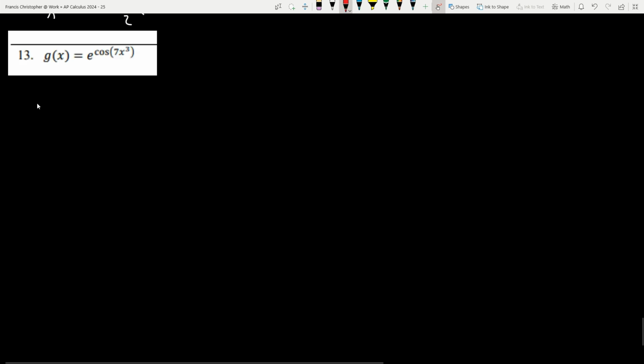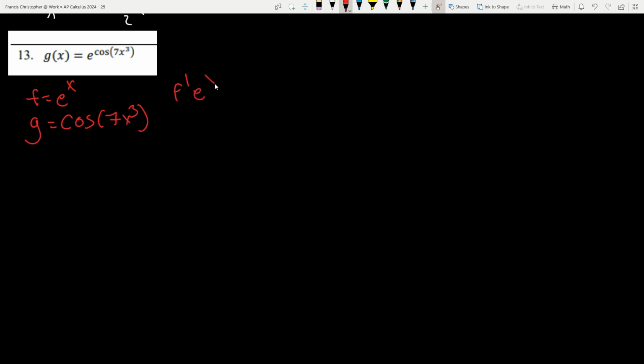This one, just by looking at it, looks like I'm going to have to do multiple chain rules, so no problem. F is e to the x, this is cosine of 7x cubed. F prime is going to be e to the x. G prime is going to be what we're going to make another table for.